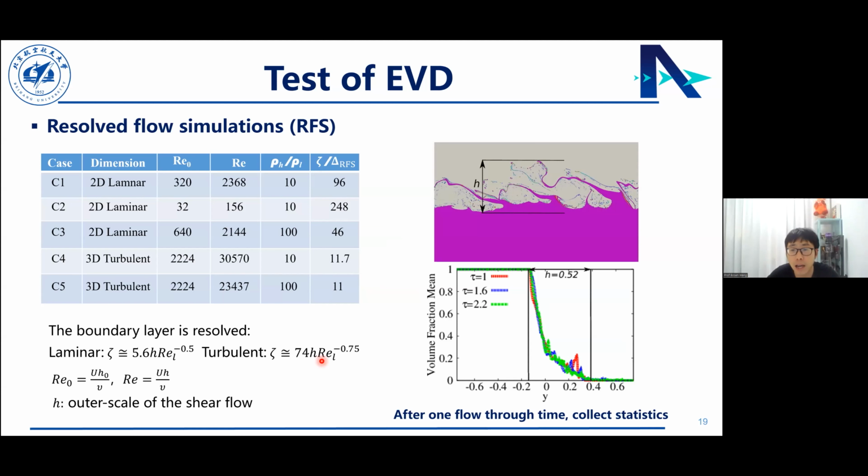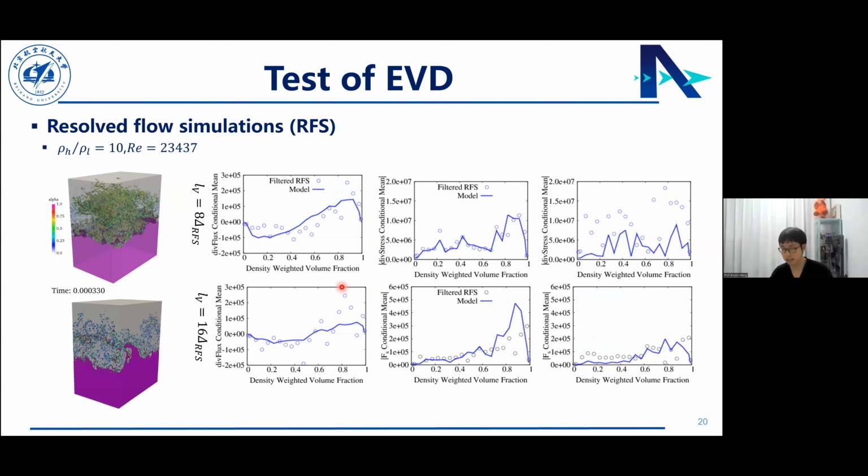We found that after one flow-through time, it converges, and we collect statistics. We do an a priori analysis to validate our models with different volume scales. We found our models can capture the filtered DNS data, and then we apply these models to the LES simulations.